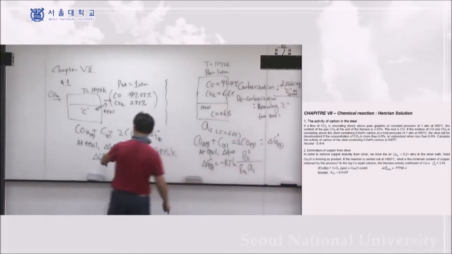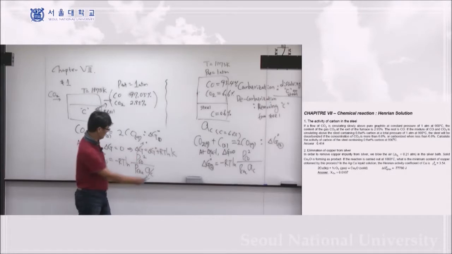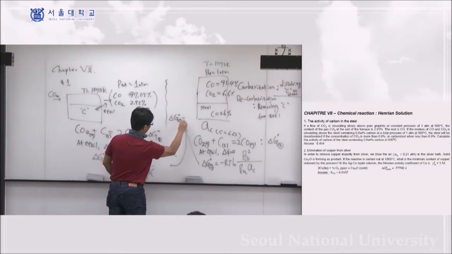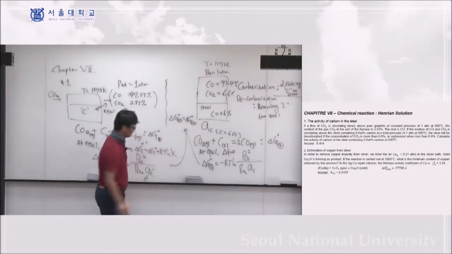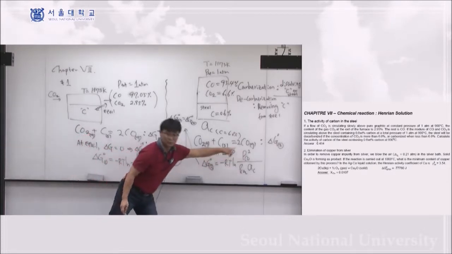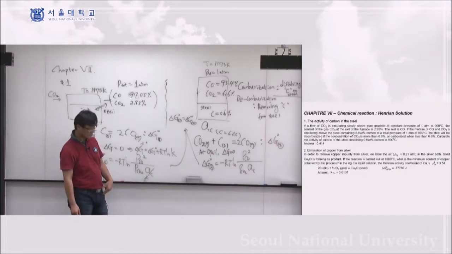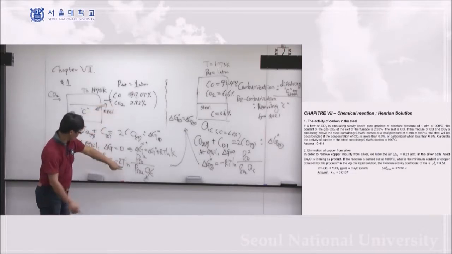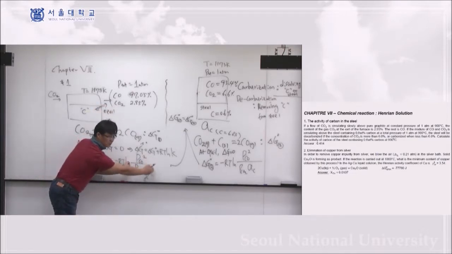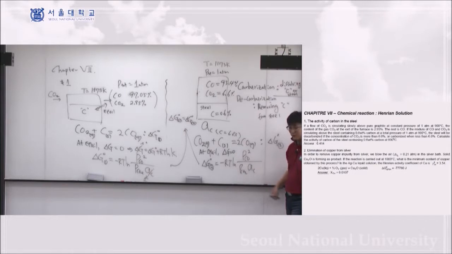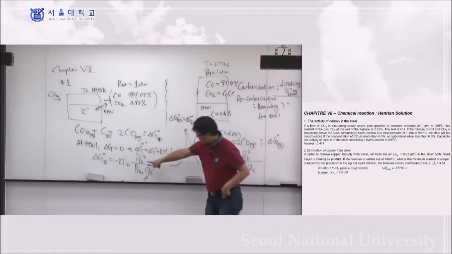And now, delta G1, delta G2 is the same, yeah? And from these two, we know that delta G naught 1 equals delta G naught 2, yeah? So this part and this part should be the same. Okay, for the first condition, CO2. If these two are the same, it means the inside of the ln term should be the same. Okay? So let's look at the first part.